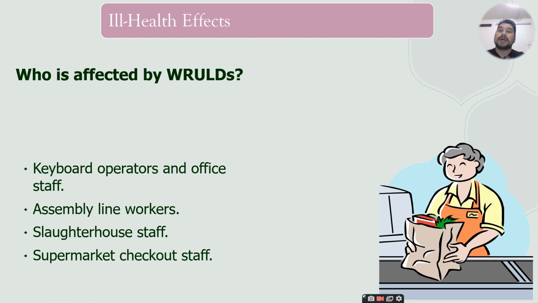Supermarket checkout staff are also at higher risk because every time they have to lift small items and big items also. They need to do the scanning. They need to scan the barcode. They need to do the billing. They need to type the amount. They need to use the credit card, debit card, or cash notes. There are certain other tasks they have to do repetitively during their shift. So these are the people at higher risk of work-related upper limb disorders.